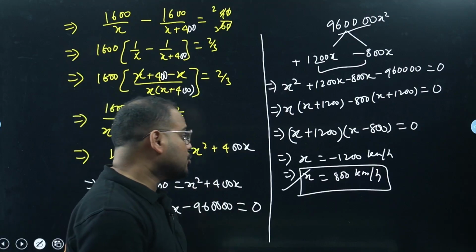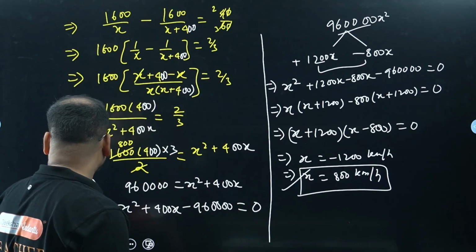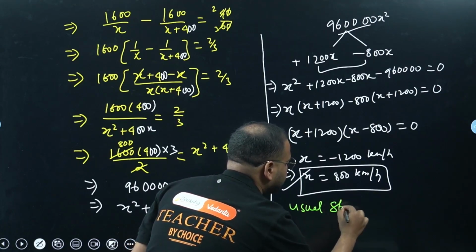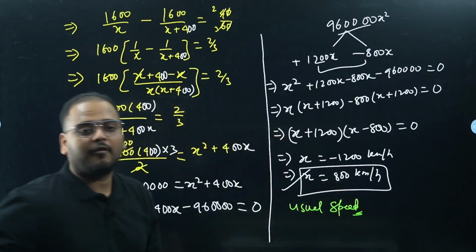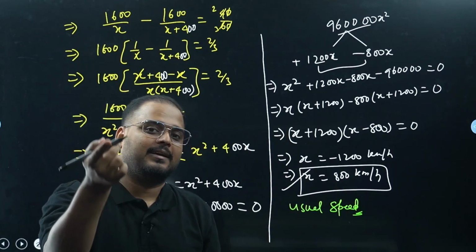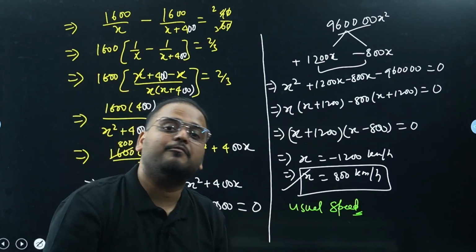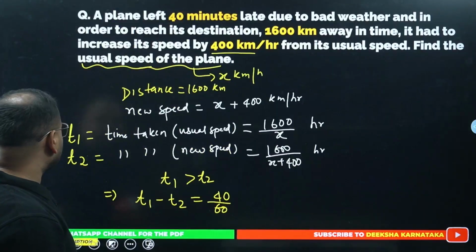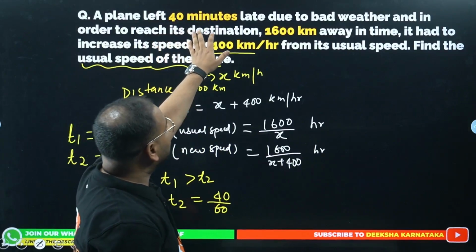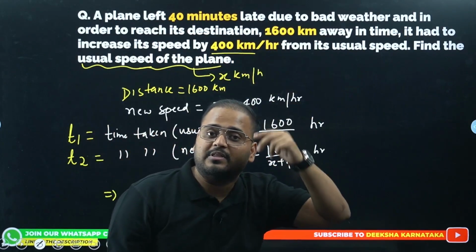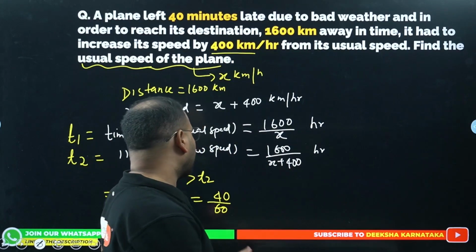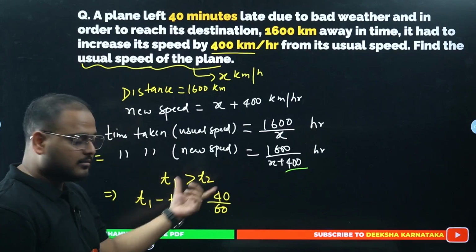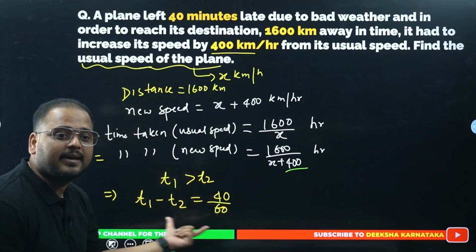Which speed? Usual speed. This is my usual speed of the plane before making it increased by 400 km per hour. All right. So going back to the question, 40 minutes delay was there. To catch up, we increase the speed by 400 km per hour. While doing that, we had this comparison, 40 minutes delay matched by time t2.